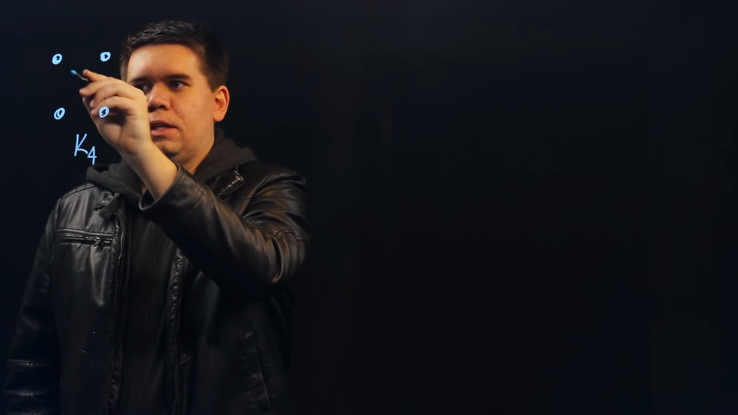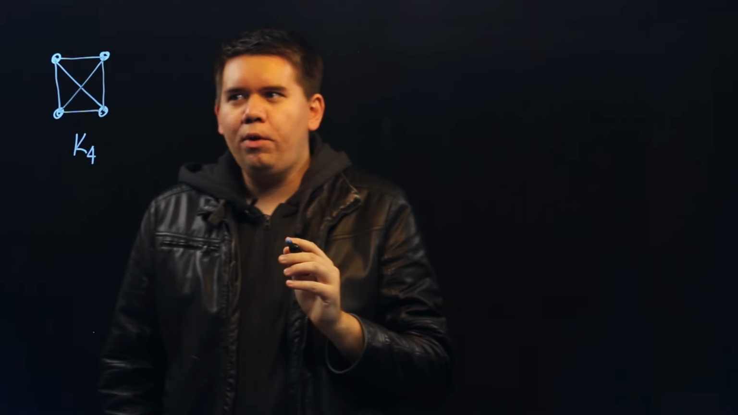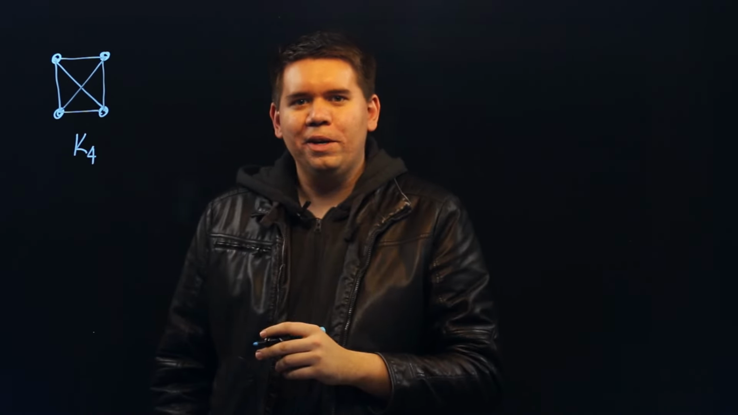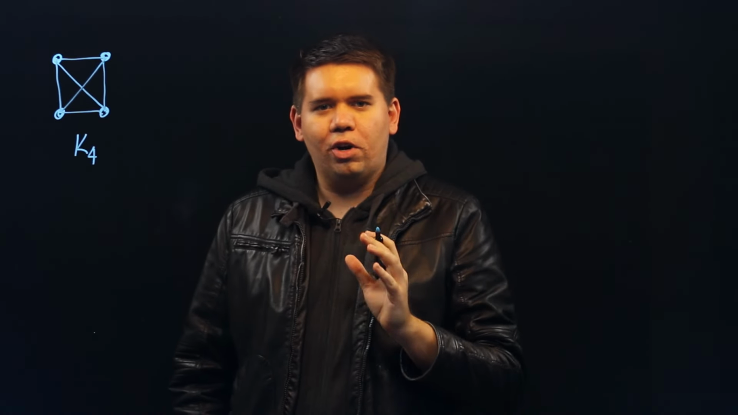K4 is our name for the complete graph on four vertices. That is four vertices where each vertex is connected to each of the other vertices with exactly one edge. But notice, in drawing K4 this way, two of the edges crossed each other. Is it possible to draw K4 so that none of the edges cross?